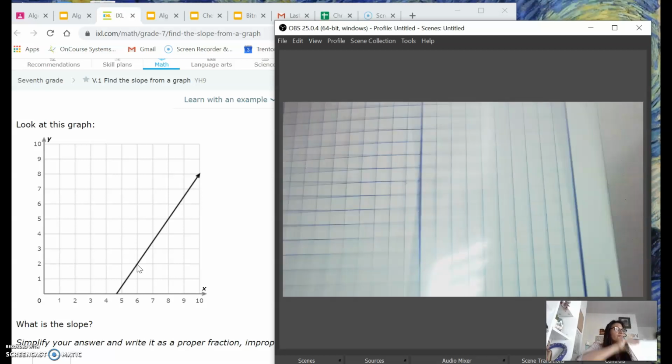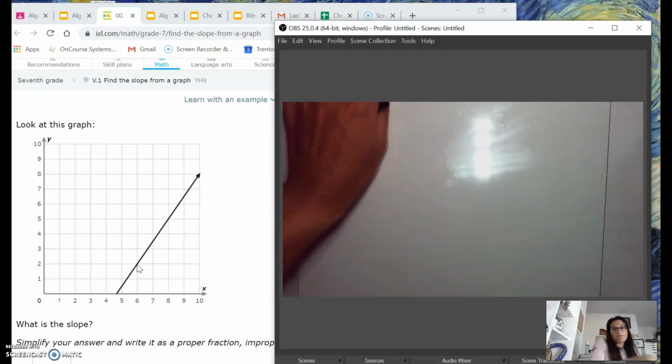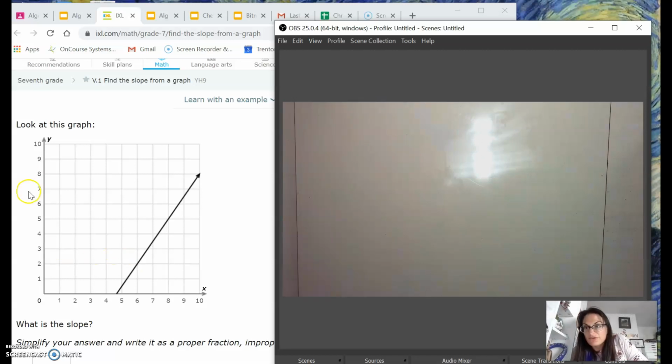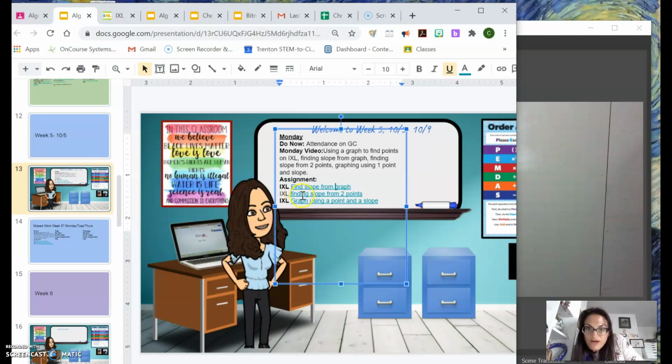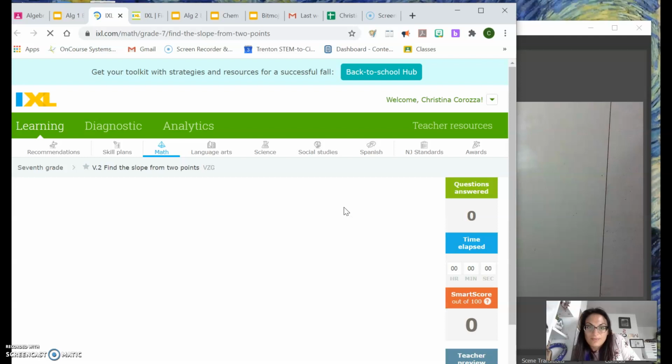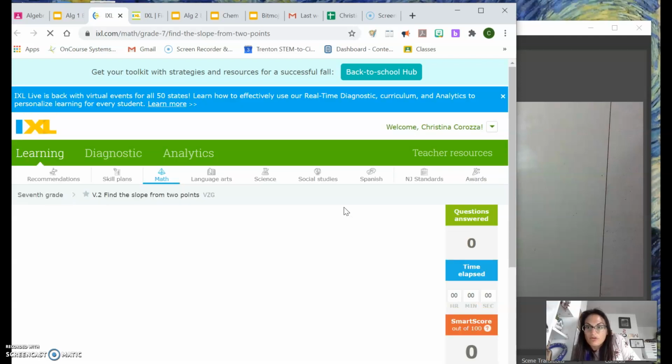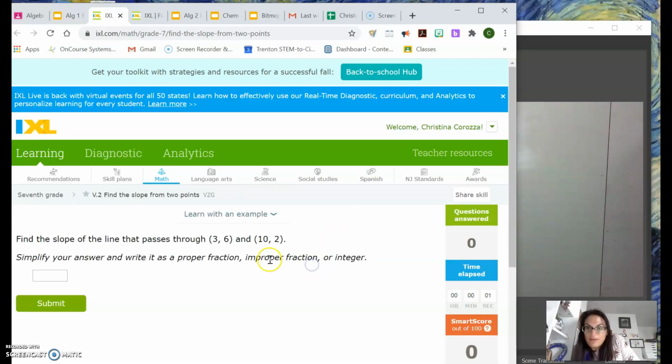I'm going to show you, because the next thing that I'm going to ask you to do, if you look over to the emoji, is finding slope from 2 points. I'm going to show you what that looks like. And again, auto log you in. All right. So this guy here says, and I will put it on my board.